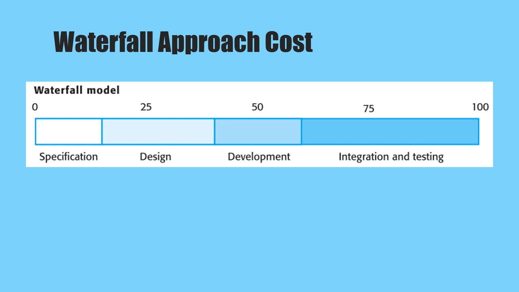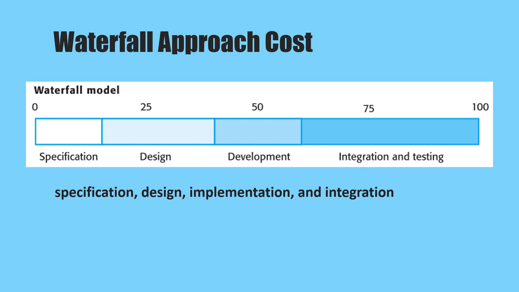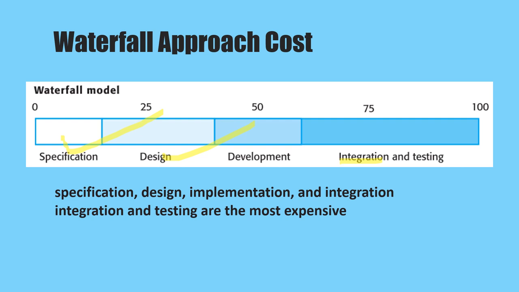Waterfall approach cost. In the waterfall approach, the cost of specification, design, implementation and integration are measured separately. Notice that system integration and testing is more expensive. Development activity normally is about 40% of the total development cost, but for some critical systems, it is likely to be at least 50% of the system development.